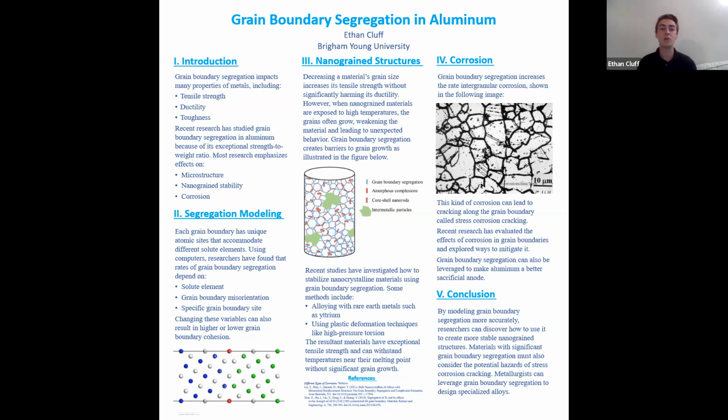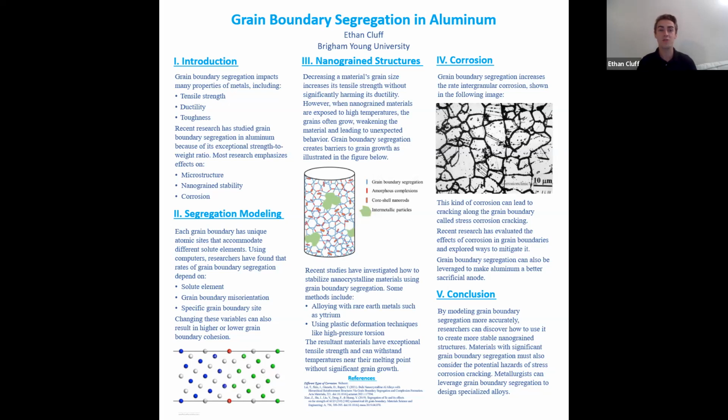Recent studies have found that alloying aluminum with rare earth metals, such as yttrium, for example, causes grain growth to be inhibited. And not only this, it allows the material to be stable and not increase in grain size when exposed to higher temperatures. Furthermore, other practices such as plastic deformation by the use of high pressure torsion have also been found to decrease grain size and increase grain boundary segregation, which causes the grains to expand less as temperatures increase.